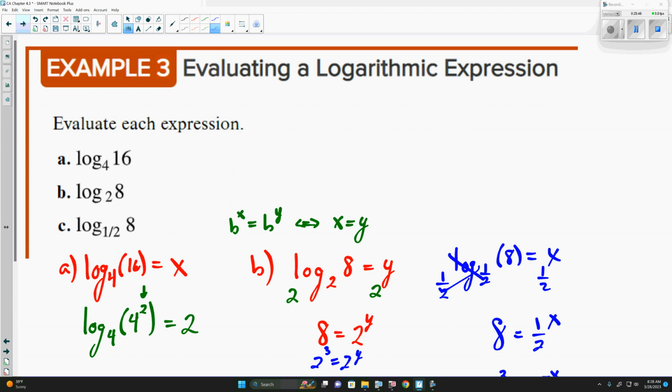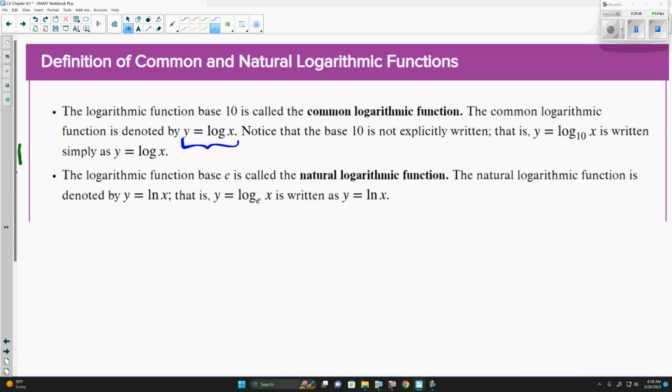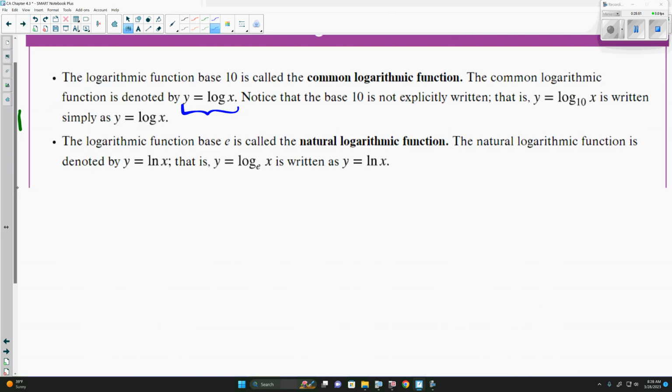Now, the other logarithmic function we have is the natural log. The natural logarithmic function is denoted by y equals ln of x. And the base for this logarithmic function is e. So anytime we see ln of x, the base is understood to be e. Or really what we're saying is y equals log base e of x, but we just write it as ln of x.